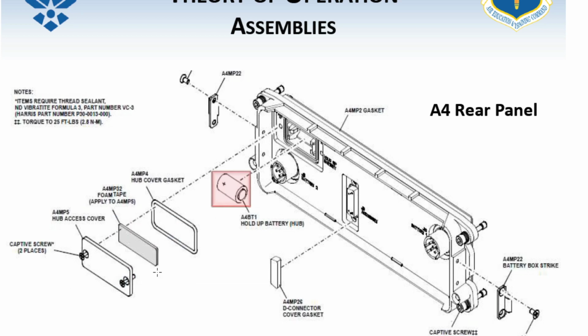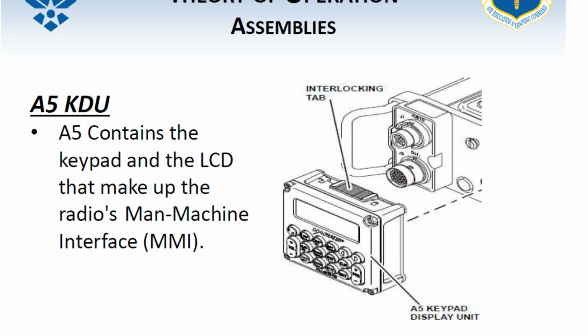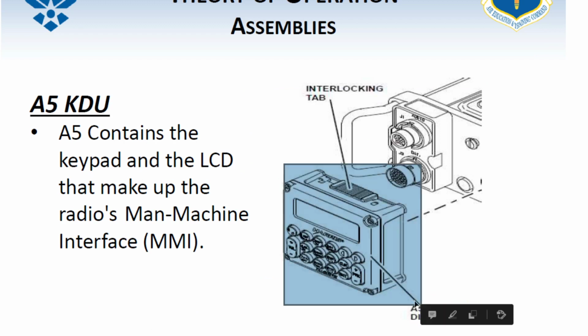This foam tape is probably going to look like it's all molded out and gross, because I've never not run into one that doesn't look like that when you remove it. I don't know why. Maybe these things are just old. It's entirely possible. And then we go to A5. A5 contains the keypad and the LCD that makes up the radio's man-machine interface, MMI, which is another name for the A5 KDU right here.